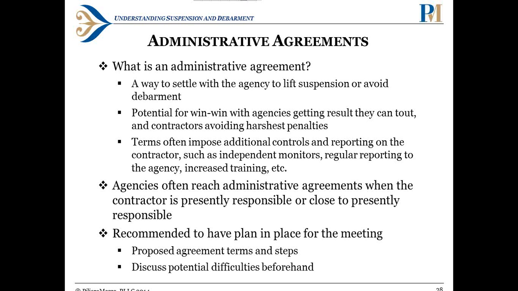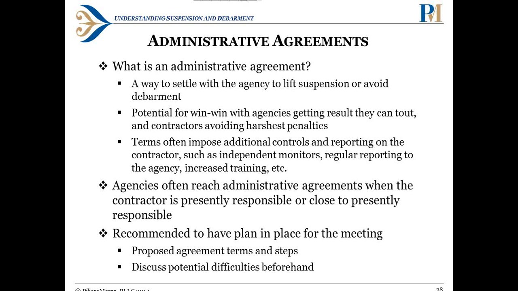The way administrative agreements shape up is they oftentimes agree to additional controls or reporting to the agency, independent monitors, increased training. These are the kinds of provisions we were talking about earlier, put together into a more concrete settlement agreement. It's also a way for the suspension and debarment officials to avoid having their decisions reviewed, because if you actually impose the suspension or debarment, that becomes public and then subject to an appeal. It's a way for the SDO to tout that they're tough on crime without having to impose that penalty and be subject to scrutiny as to why they brought the action in the first place.